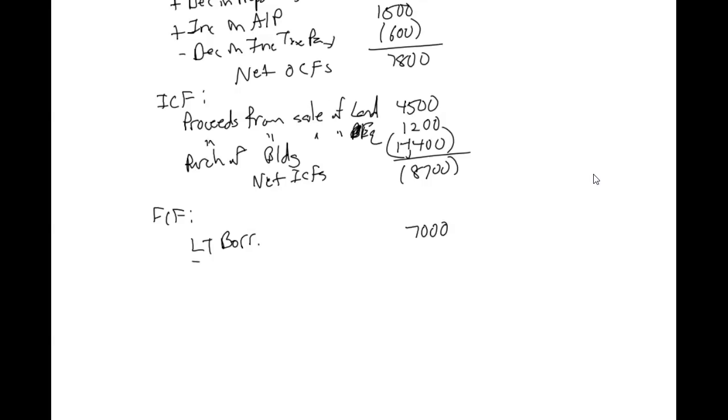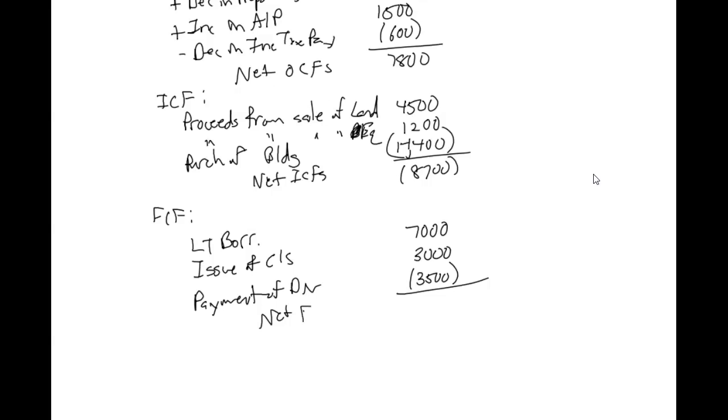All right, we had the issue of common stock. Like I said, it didn't say anything about this, so we're just assuming we issued it for cash. And then we had the payment of the dividend, and that was $3,500, so that would be a cash outflow. All right, so my net financing cash flows are $6,500.